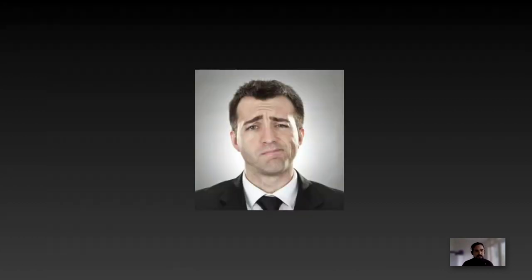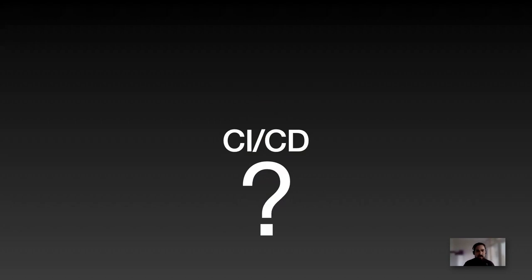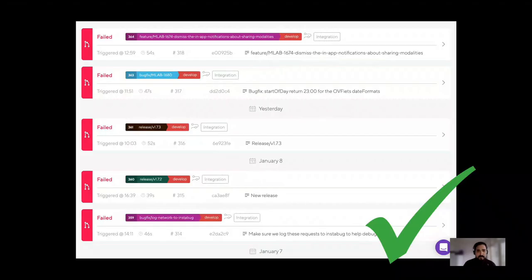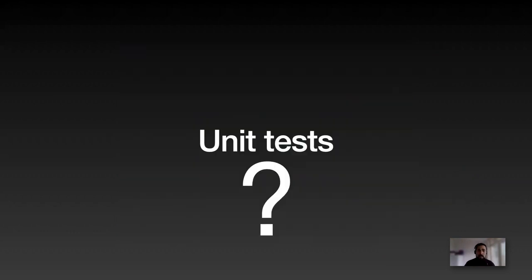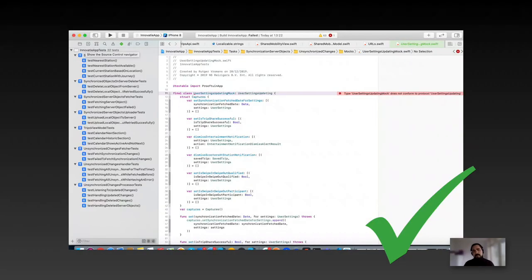He then asked, but do you guys have any CI or CD system? Yes, we use Bitrise. It's not working anymore. So we're just archiving the projects ourselves. How about unit tests? Yes, we have unit tests. They're broken. We don't fix them. We don't have a lot of unit tests, but we've managed without them.